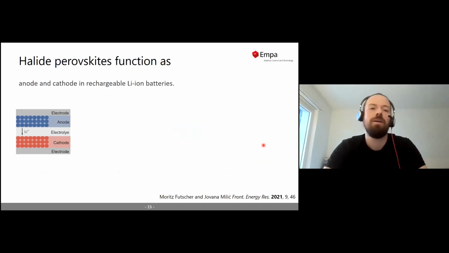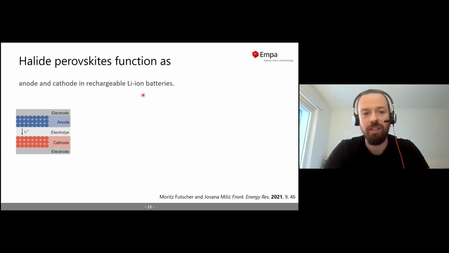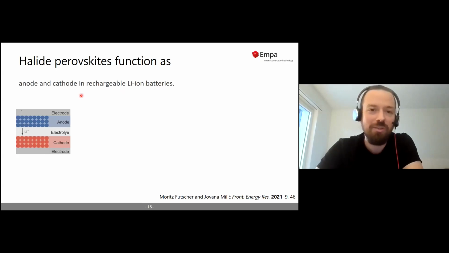Now, I want to switch slightly. I want to show you where this migration, this mixed ionic electronic conductivity of perovskites, has also been used and has nice potential. For example, by using it in batteries, in lithium-ion batteries. So for this, I will briefly explain what a lithium-ion battery is, how it works.